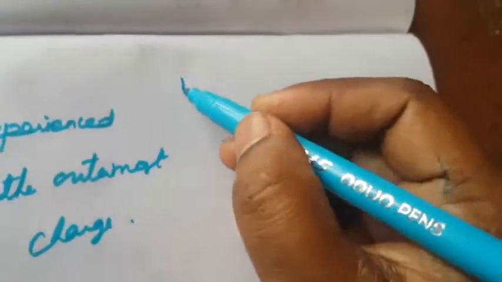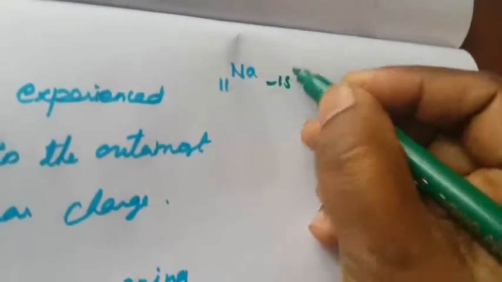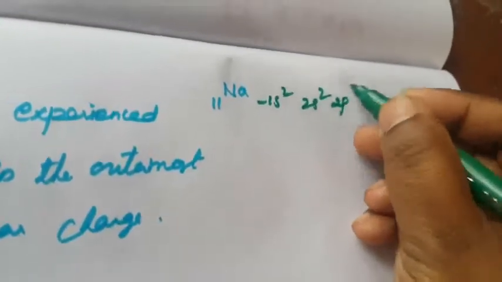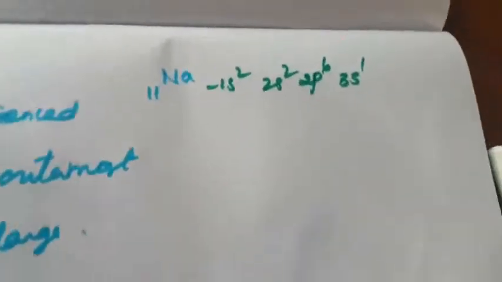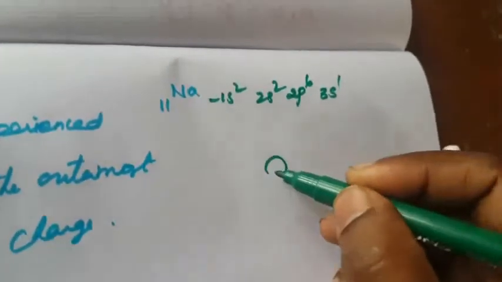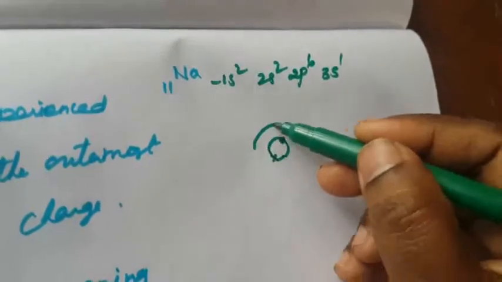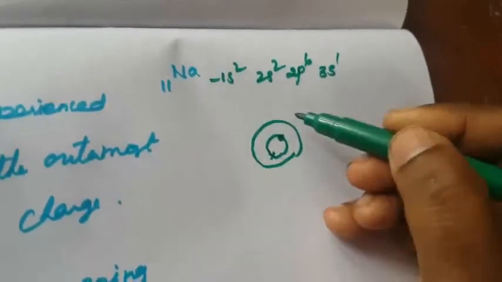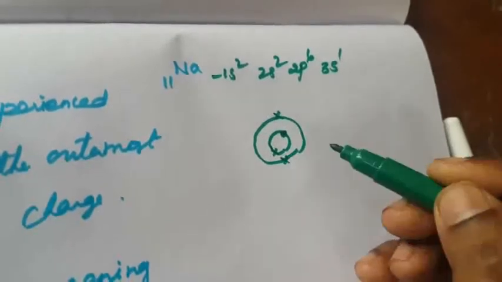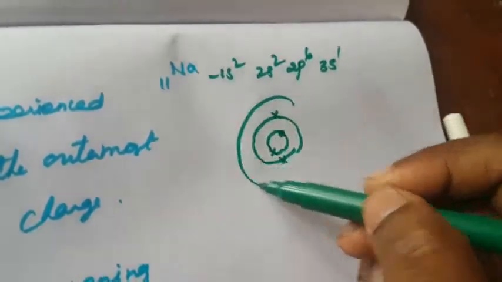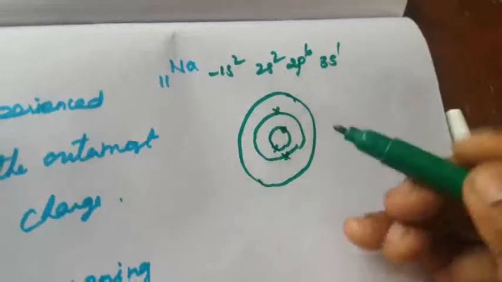So again I am writing here, sodium, 11. This is the atomic number of sodium. So how do we write the electronic configuration here? That is 1s2, 2s2, 2p6, 3s1. So how to draw this structure? This is the 1s. How many electrons are there? Only 2. This is the 1s orbital. This is the 2s orbital. Here also 2 electrons. Then 2p6, 6 electrons.